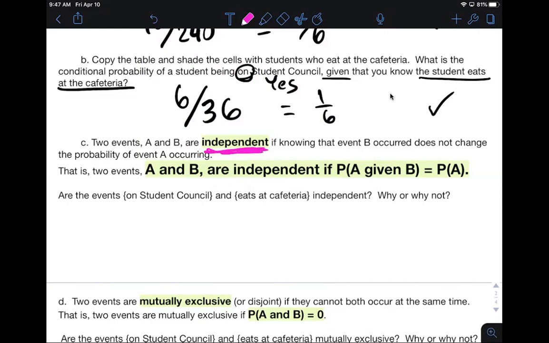Their definition right here is specific to conditional probability in this problem, but there's kind of a broader and simpler definition of independent events. Two events are independent if they don't influence each other. That's kind of a simple definition of independent events.